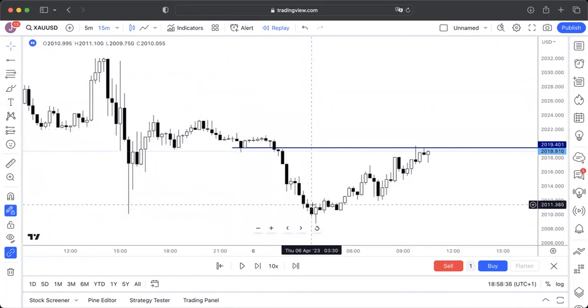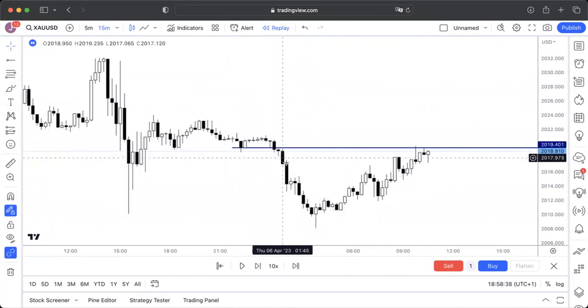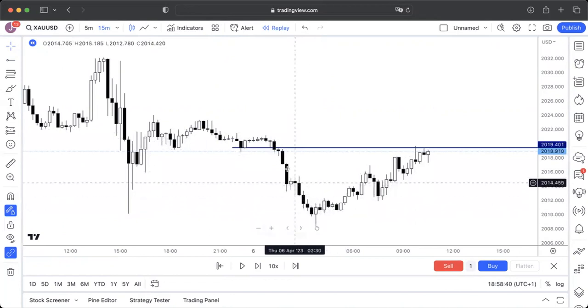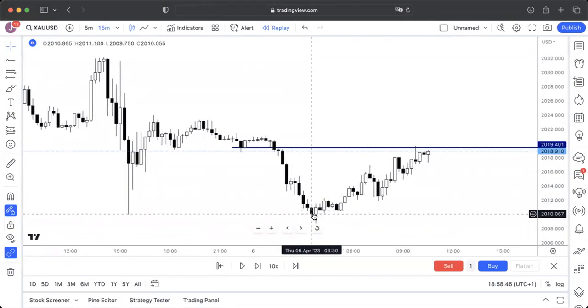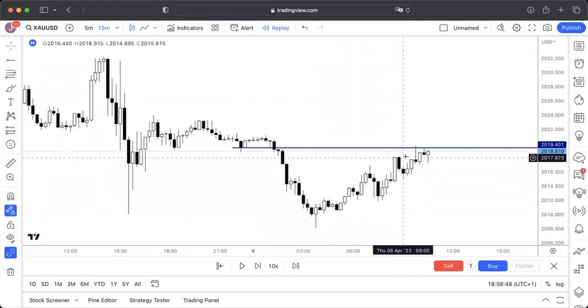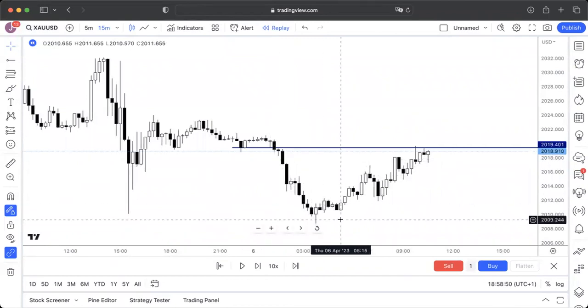Now, it has gone a long way, but you'll notice that all of this, as per our rules, is one push. This is all one structural push down. There's no more breaks to the downside. This is all one push. So because of that, this is all one pullback to this setup.